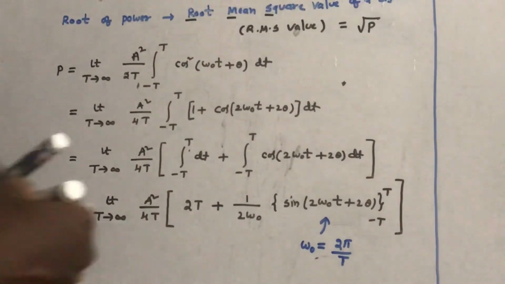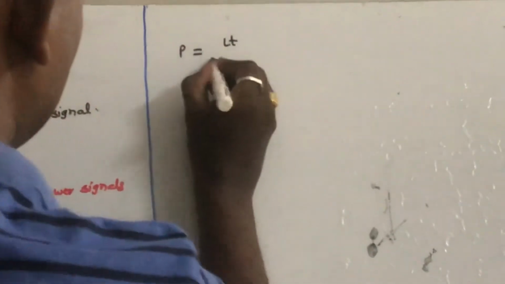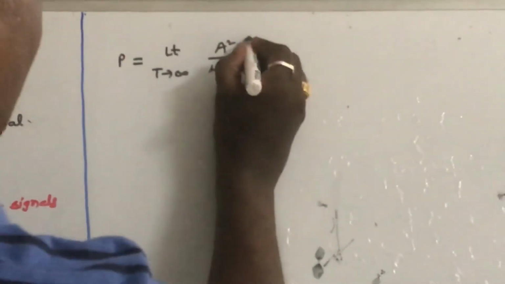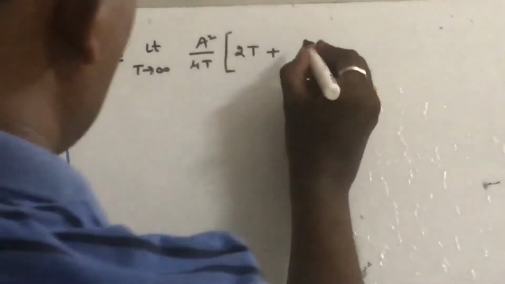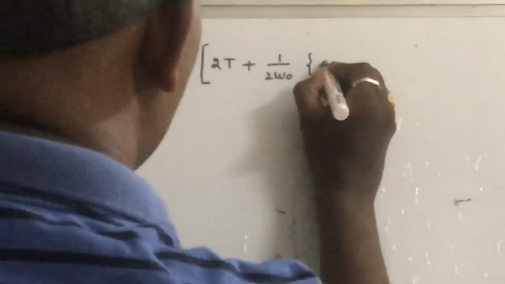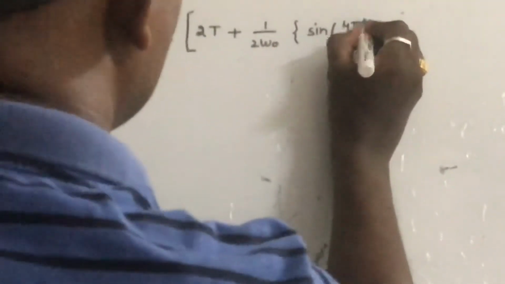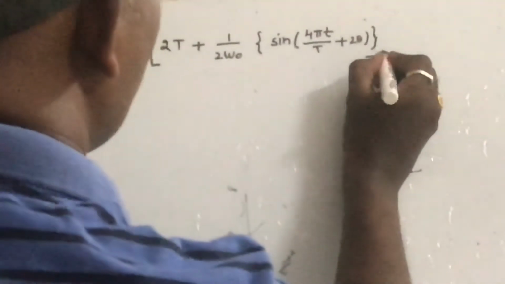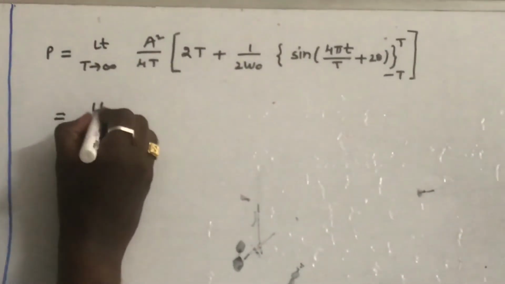So let us write this integral again. The power is equal to limit T tends to infinity A square by 4T. The first integral answer we have got is 2T plus 1 by 2 omega 0, keep it as it is. Substitute omega 0 value, what is this sine? It will come out as sine of (4 pi t by capital T plus 2 theta). The limits are minus T to T. So let us simplify this, the answer will come.